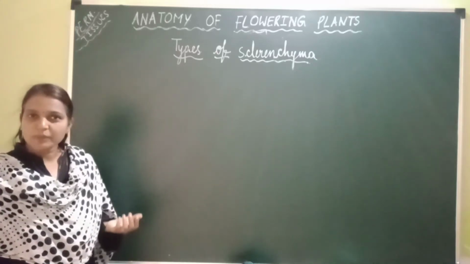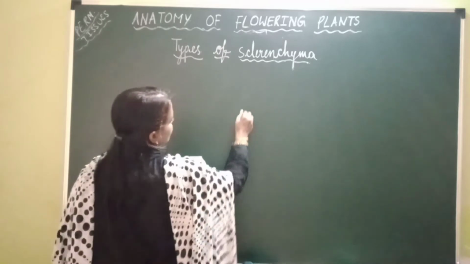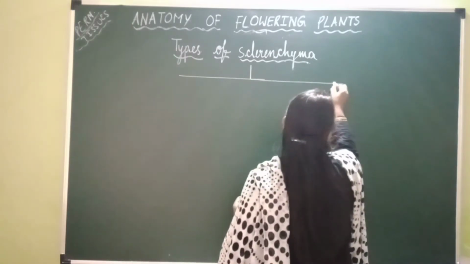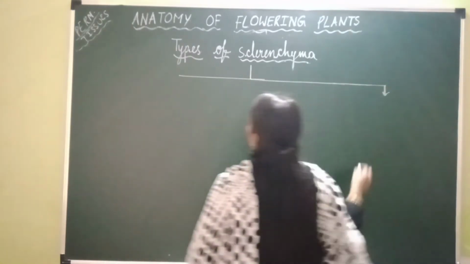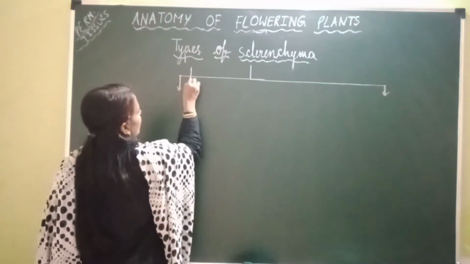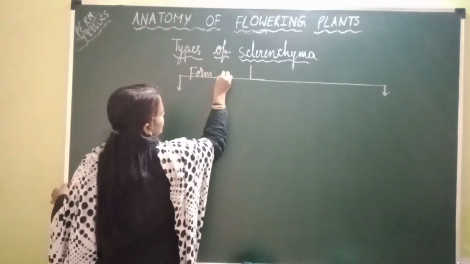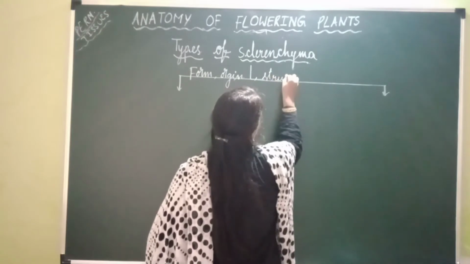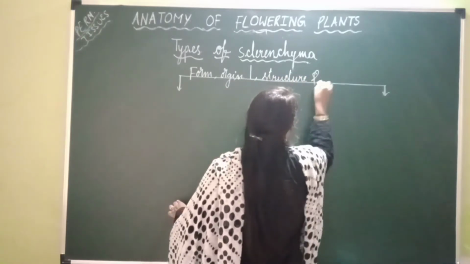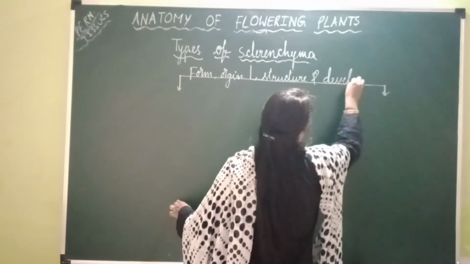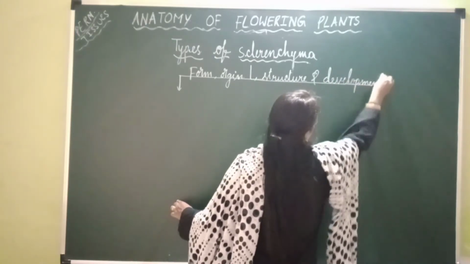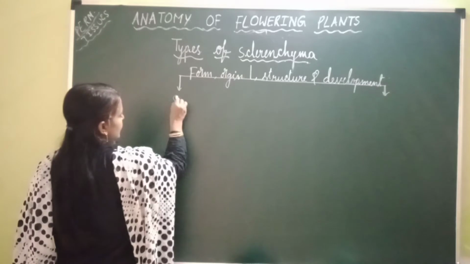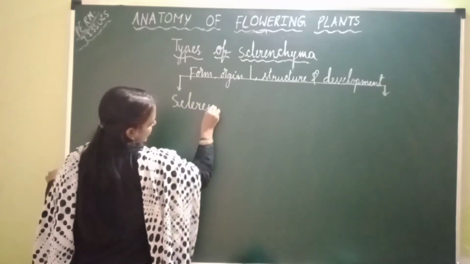Okay, let's study different types of sclerenchyma now. Sclerenchyma is basically divided into two types on the basis of form, origin, structure and development. They are sclerids and fibres.